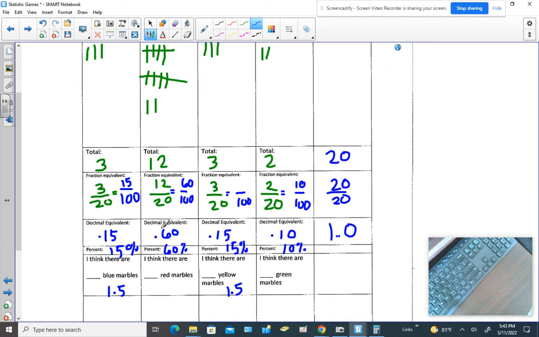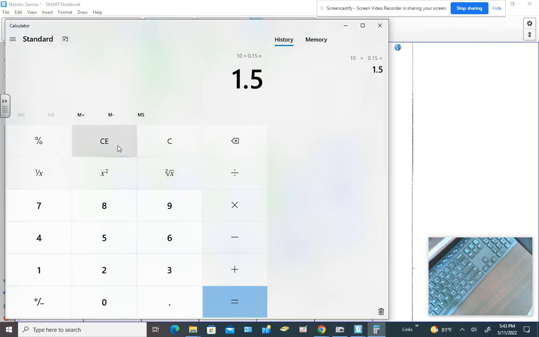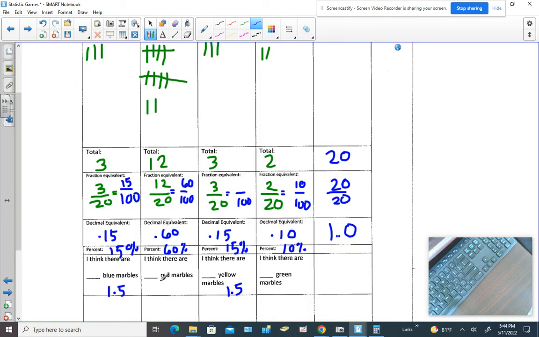All right, now what about 60% of 10? If we find that, 60% of 10, so that's 10 times 6/10 or 60 100ths, that would be, let's clear that, 10 times 0.6 equals. So that would give us 6 marbles, right? 6 marbles should be this color.